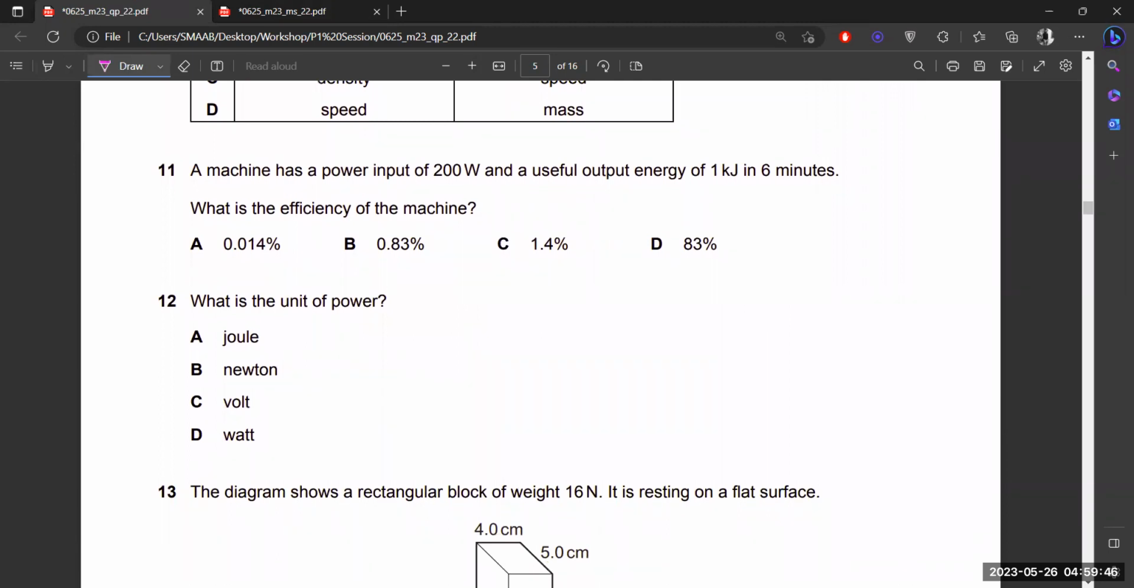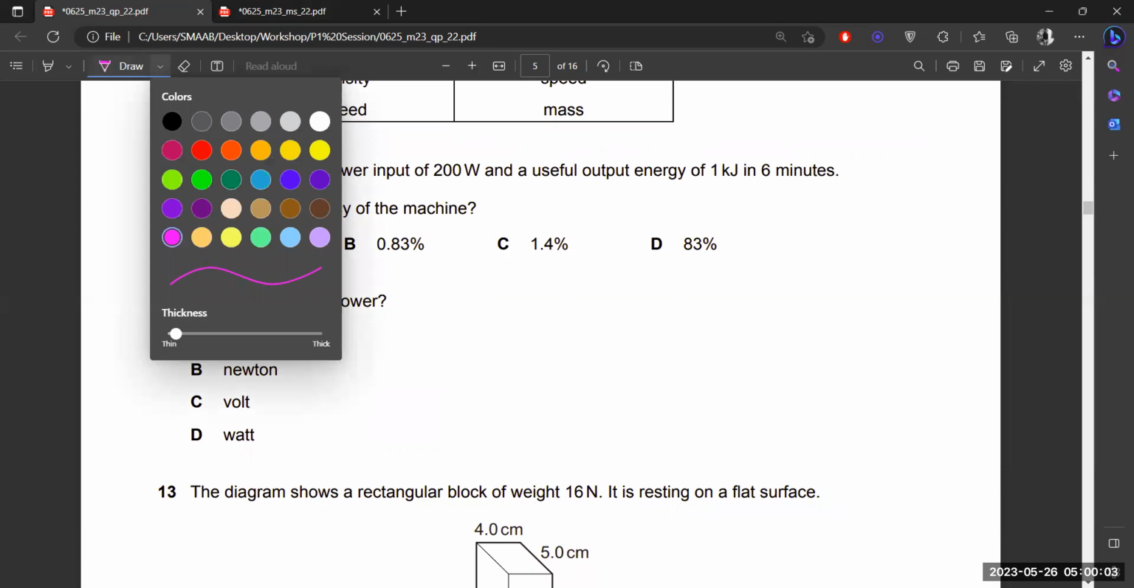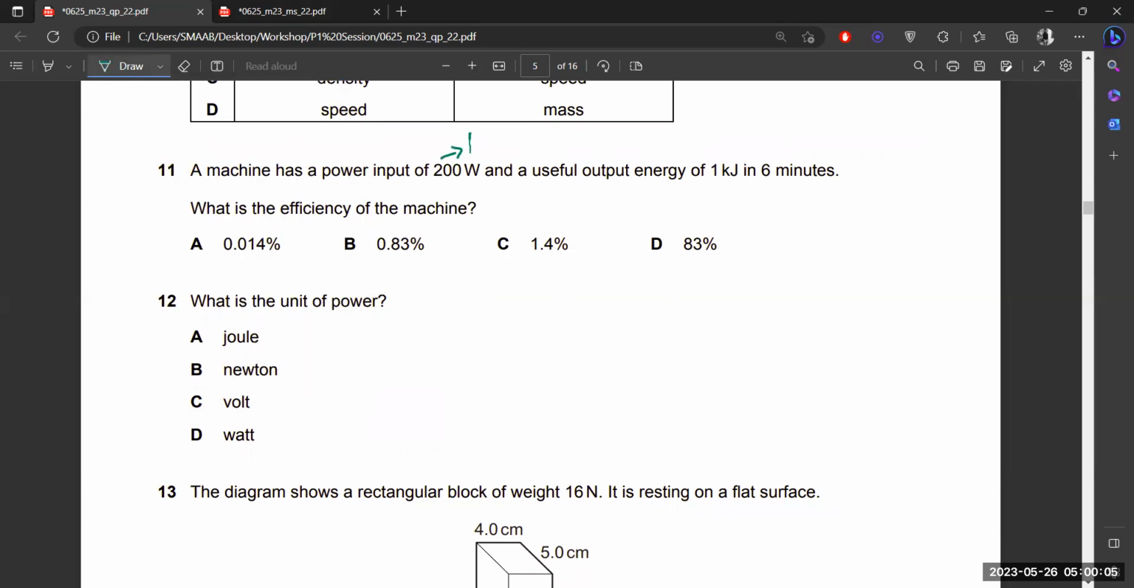Okay, question number 11. So question number 11 is related to efficiency. A machine has a power input of 200 watt. So that is the input power, and a useful output energy of 1 kilojoules. That is the output energy, and that is the time.